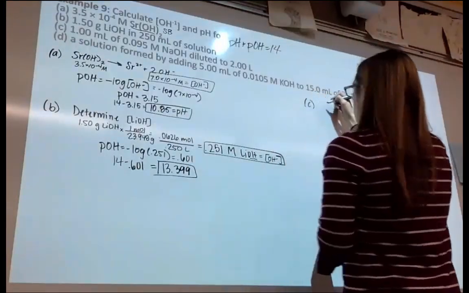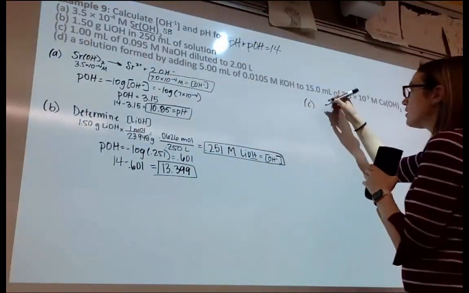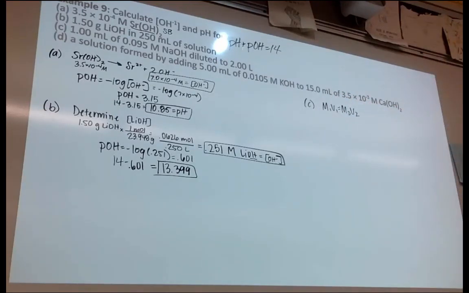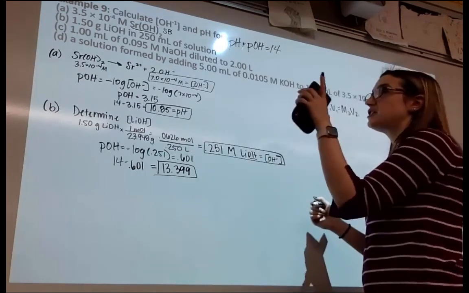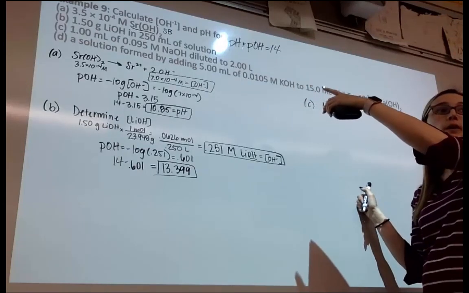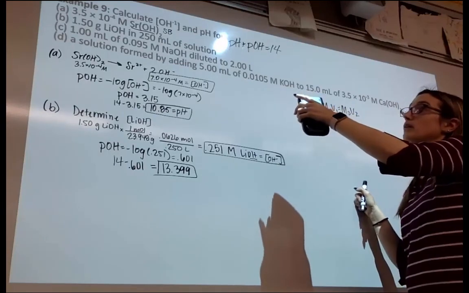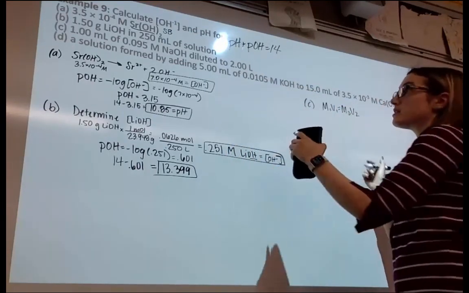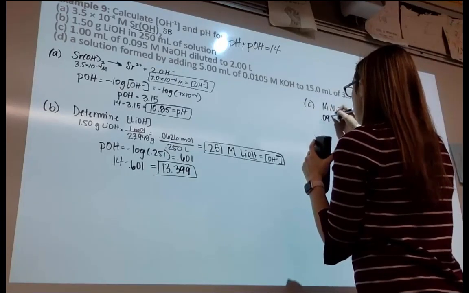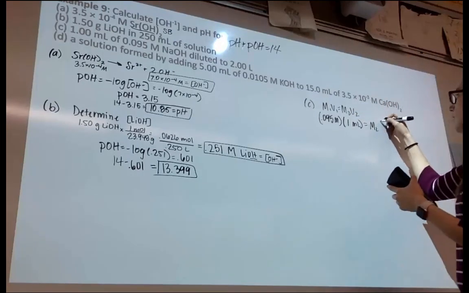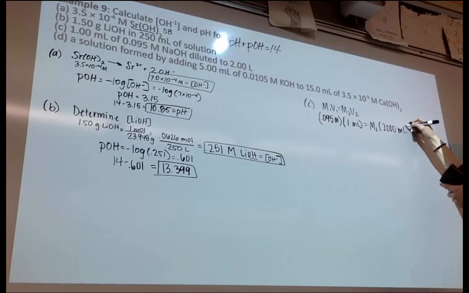Part C, this is another dilution. So we'll just go through part C, and then we'll save part D. So M1V1 equals M2V2. Plug it in. Pay attention to your volume. Are your volume units the same in part C? No, make them the same. I don't care which way you go. If you want to make this 2,000 milliliters, make it 2,000 milliliters. But pay attention to your units. I'll do that because I said. So 1 milliliter, M2, I'll use 2,000 milliliters.